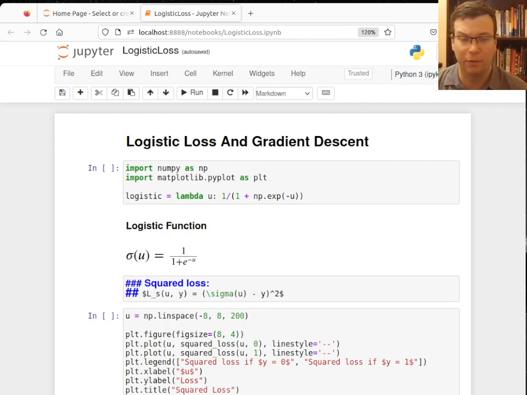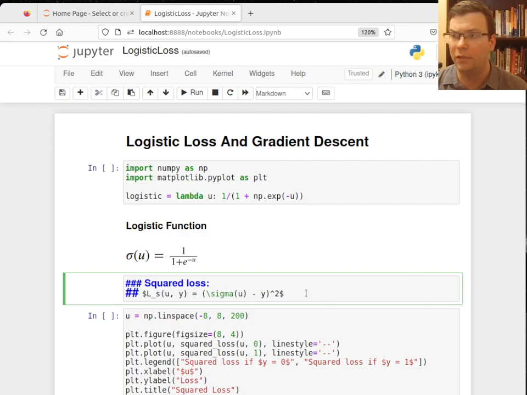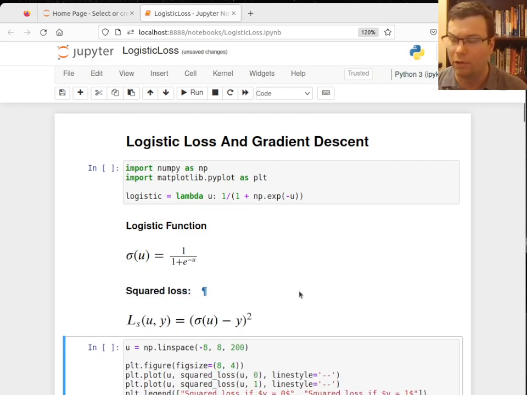We've got to come up with a loss function to score how well a particular function choice from our class of functions does at fitting the examples that we are given. So just to remind us, here again is the logistic function. I'm going to start off by defining a fairly standard loss function, which is called the squared loss. And we'll use this a lot in the course on various things.